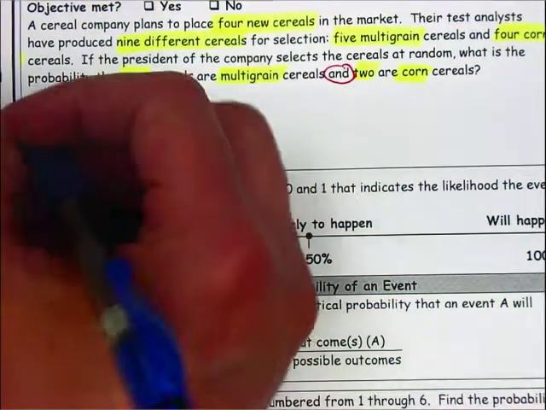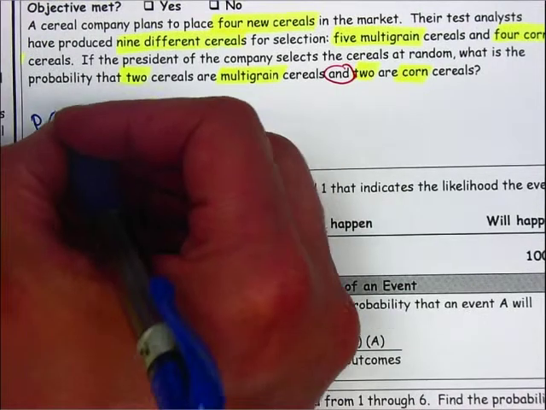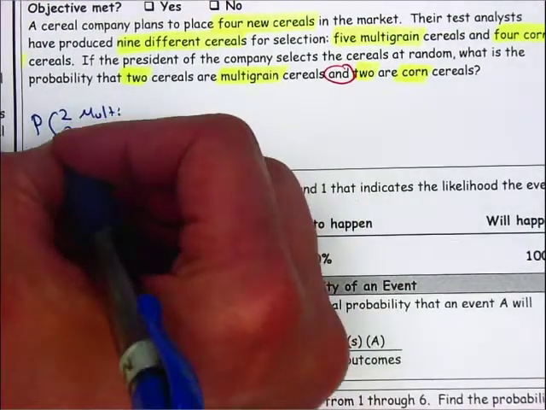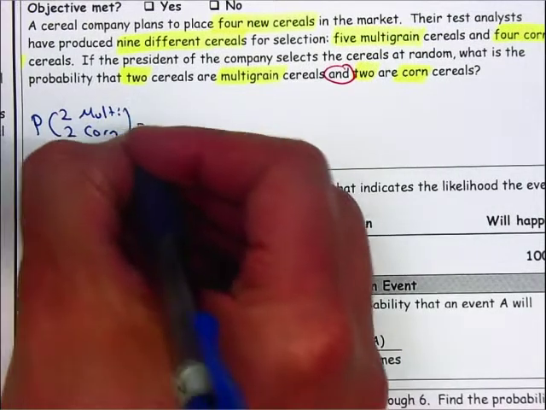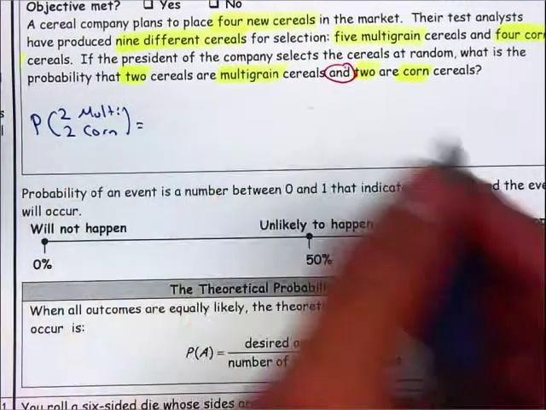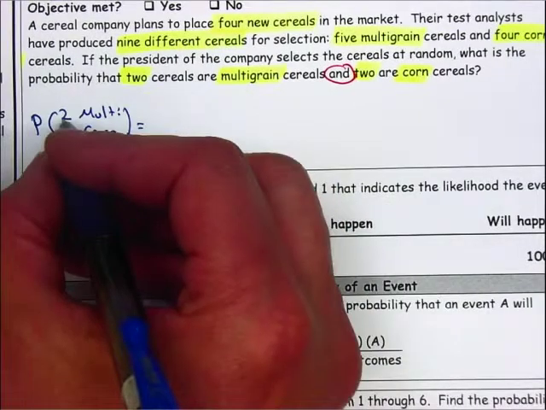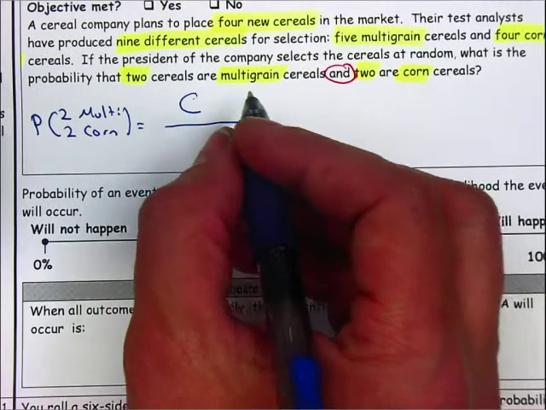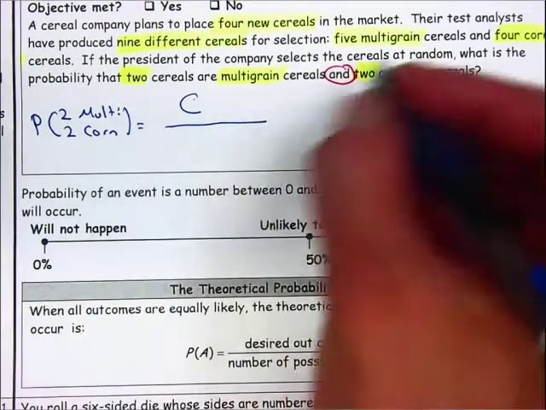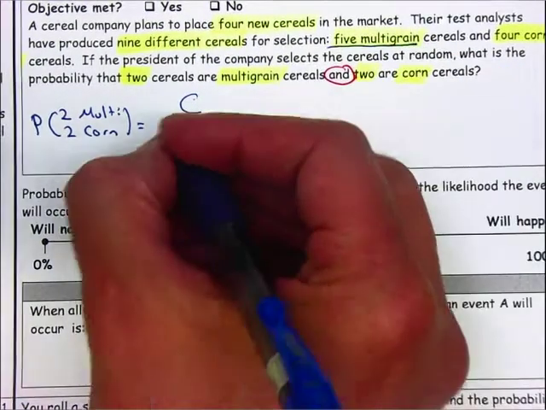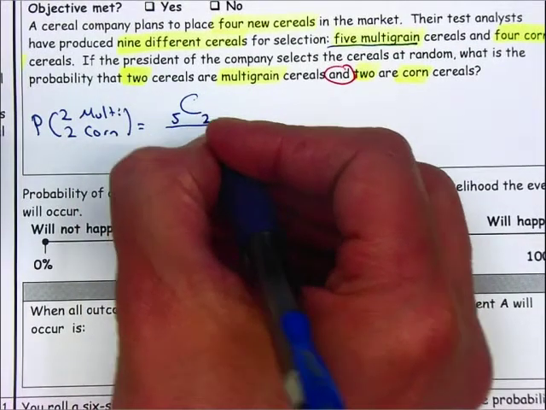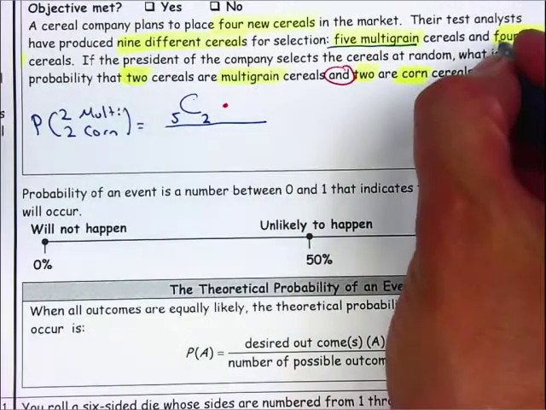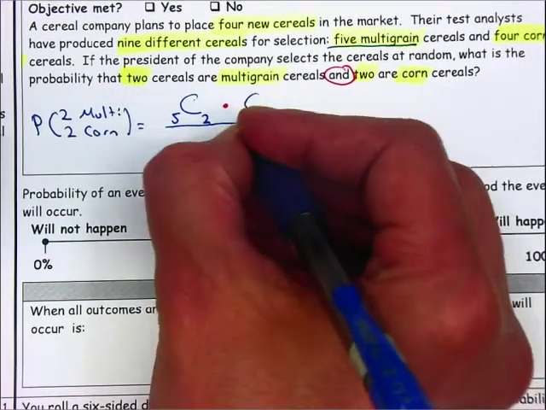So what's the probability of selecting 2 multigrain and 2 corn? Let's see, what's the probability of selecting 2 multigrain? How many multigrain are available? So we have 5 multigrain. And how many of them do we want? 2. And times, 4 corn are available. And how many do we want to select? 2.